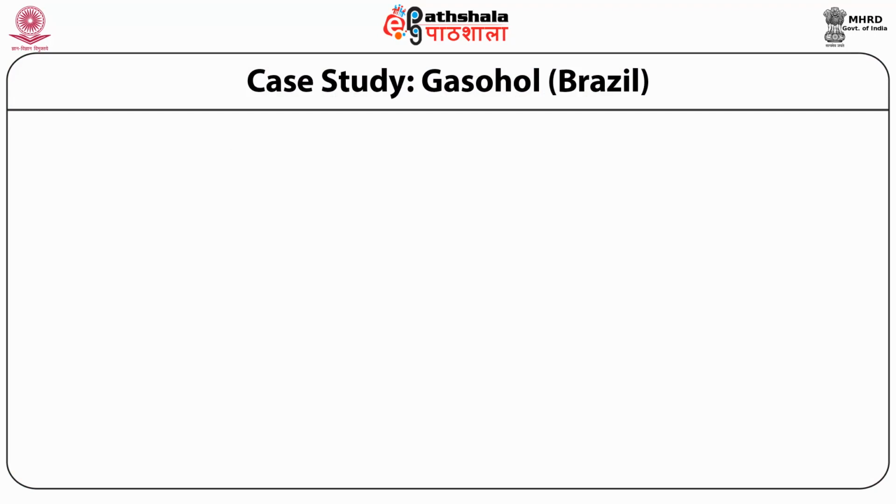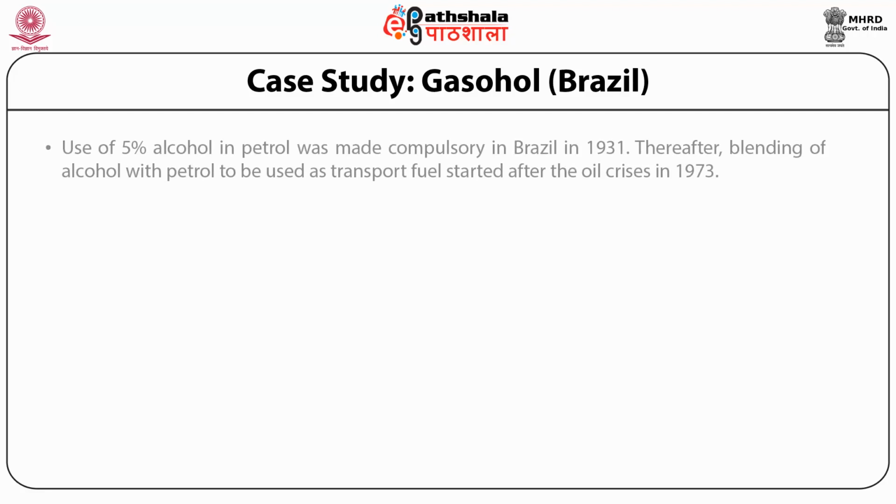Now we will discuss a case study of uses of gasohol in Brazil. In Brazil, use of 5% alcohol in petrol was made compulsory in 1931. Thereafter, blending of alcohol with petrol to be used as transport fuel started after the oil crisis in 1973.